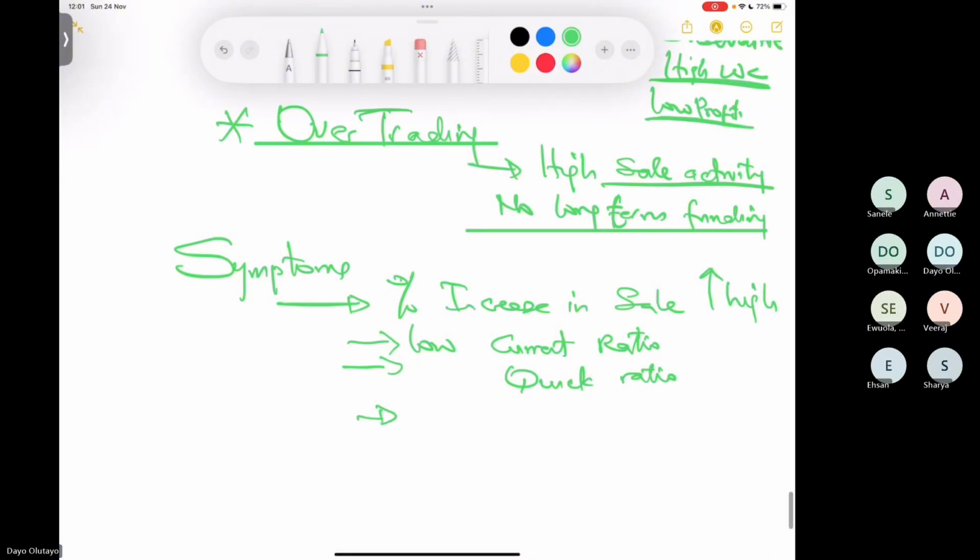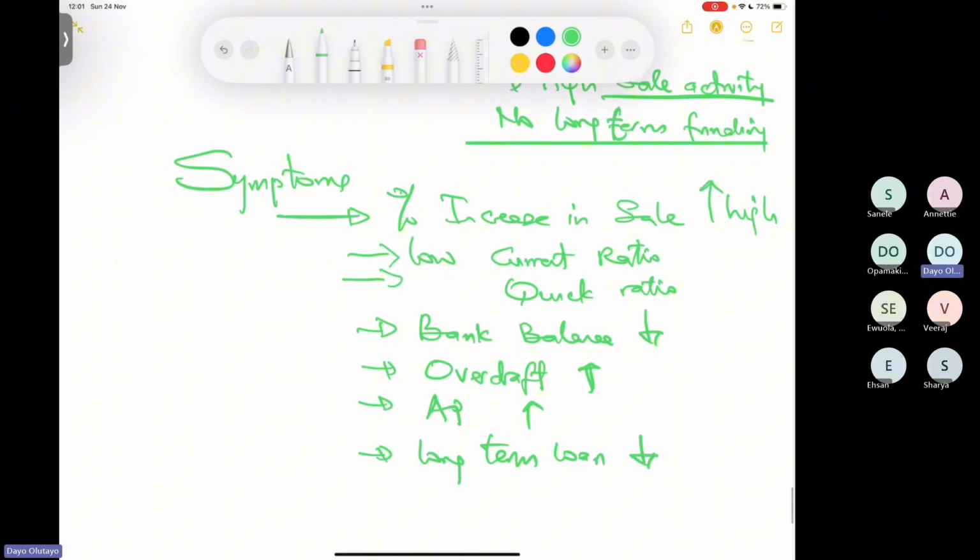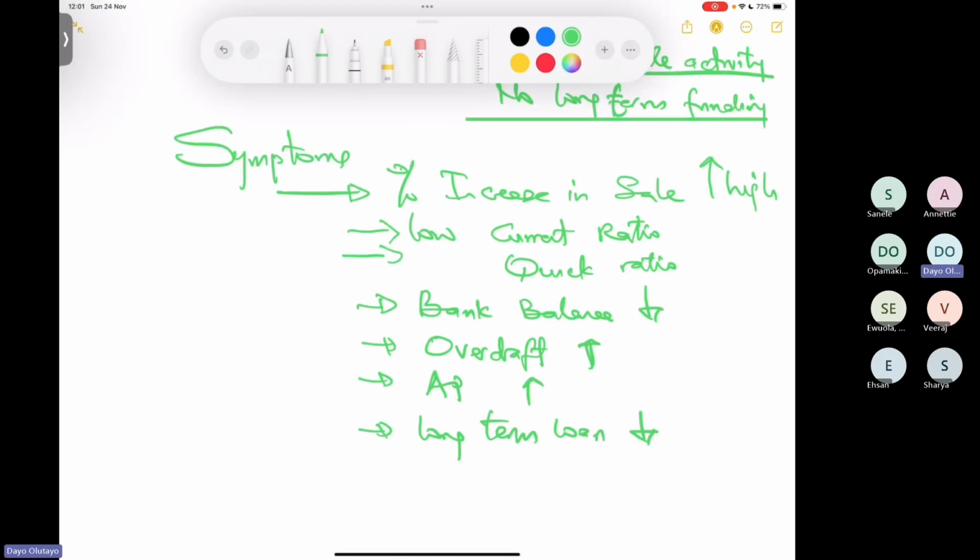Another one you will see is that either the bank balance is reducing or is low. Then you will see overdrafts and short-term funding going up. Likewise, AP will go up. Those short-term funding will go up. But what happens to long-term funding? Long-term loans will either not exist or be coming down. All of these are symptoms of overtrading. By the time you test these five and they are pointing towards overtrading, then you can conclude that that company is overtrading.